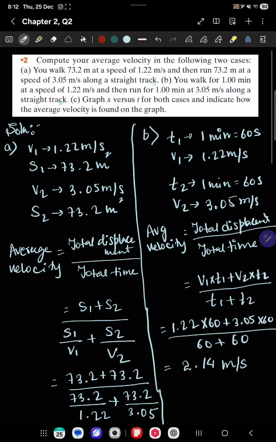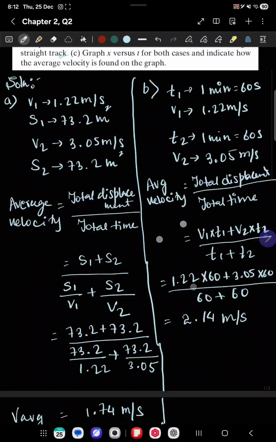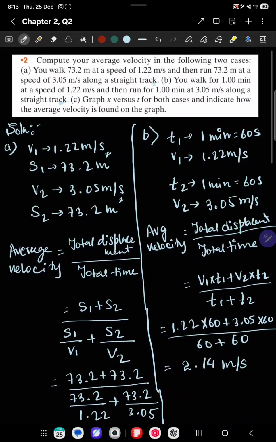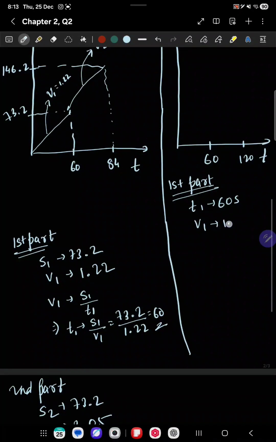Okay, so in a similar fashion we can draw in this also. In the second part, the T1 and T2 is given, so let me plot the time point first. 60 and 120 we have already plotted, so here also let me write the first part. What's given? T1 is given as 60 seconds, and V1 is given as 1.22 meter per second, right? So from here also we can calculate x1 equal to v1 into t1.